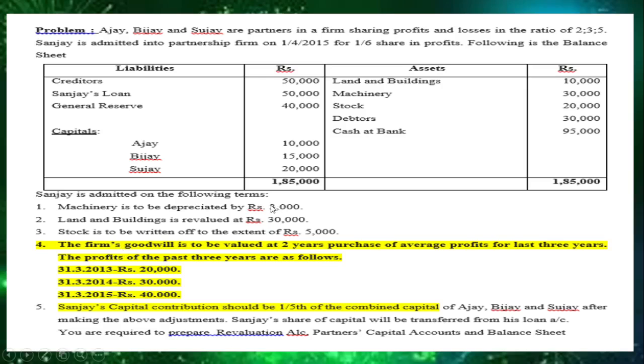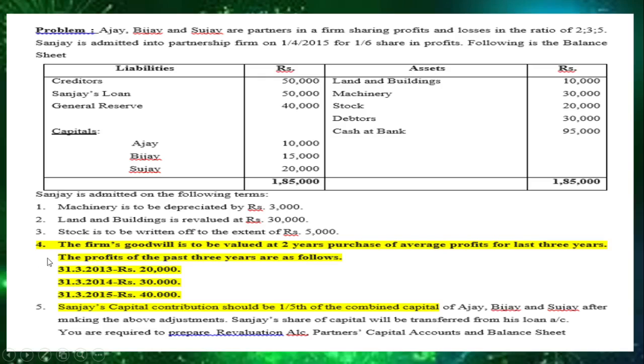On the asset side they have given various assets. I directly go to adjustment. Machinery is to be depreciated by 3,000, represents a loss, so revaluation account, debit side. Land and building revalued to rupees 30,000, so earlier it was 10,000. So 20,000 represents appreciation, so revaluation account, credit side. Stock written off represents loss, so revaluation account, debit side.